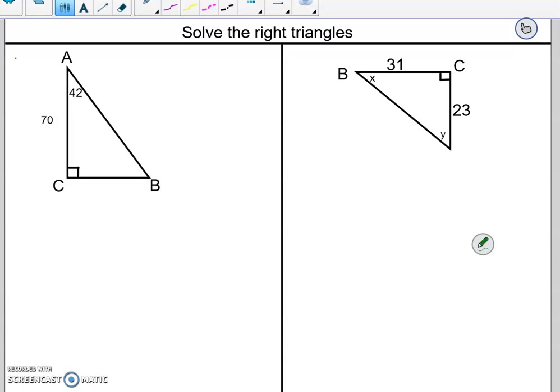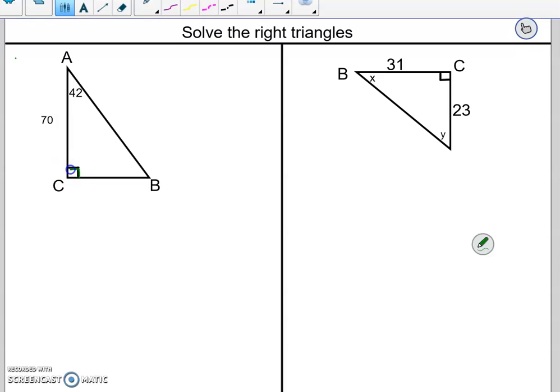The last section of this lesson deals with solving right triangles, and what that really means is that we're finding all 6 parts of the triangle. So in other words, I'm identifying what all 3 angles are, and I'm identifying what all 3 sides are. So if I look at the problem on the right, I've been given some information about some of those things.